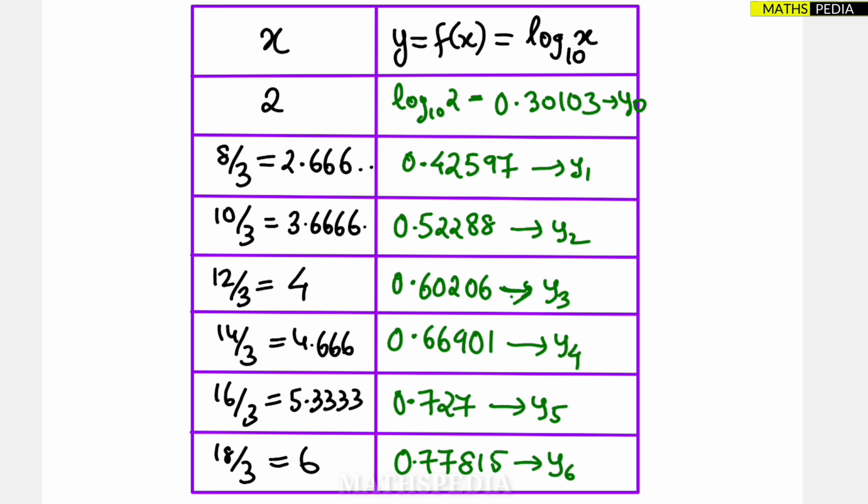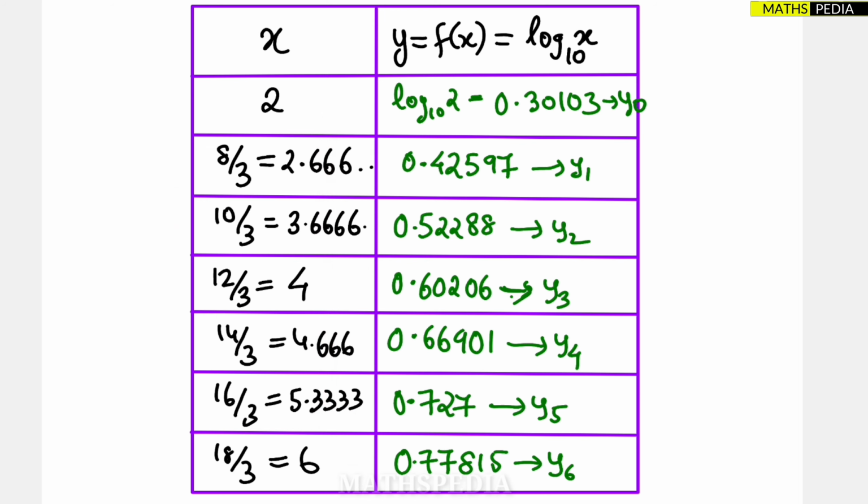Okay, so like that you can add. So 8 by 3, then from 8 by 3 again you add the h value, 2 by 3, because the width of each interval should be h, which is 2 by 3, or 0.66. Again you add 2 by 3, keep on adding till you get 18 by 3, which is equal to 6, right? So from the lower limit to the upper limit you have to go by taking h as the step.